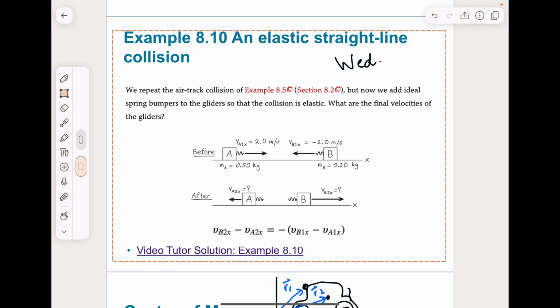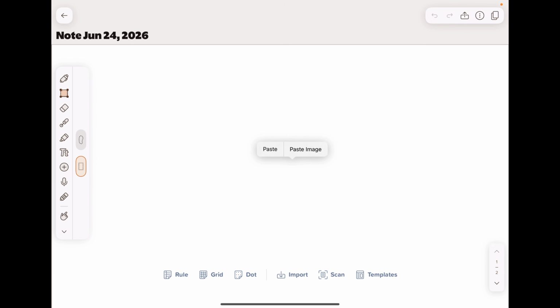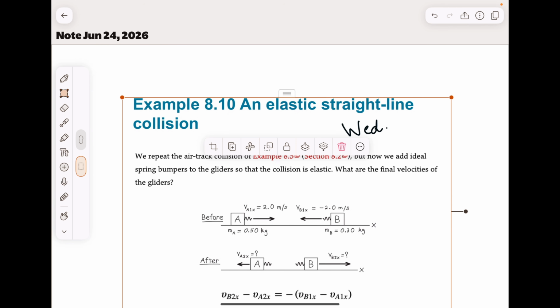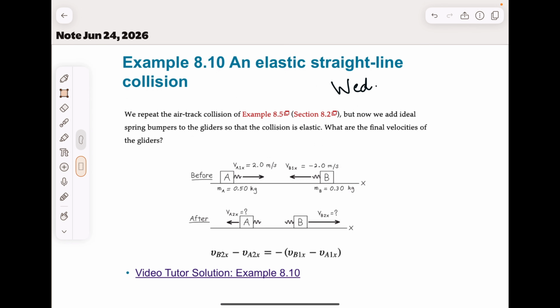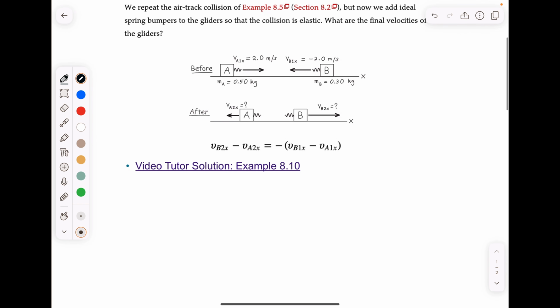So we're going to have our gliders again that we just looked at in the previous example. Same masses, same initial velocities, but now we're going to attach some springs. Instead of Velcro, we're going to put springs on it. When these objects collide, they'll bounce right off each other, and there'll be no loss in kinetic energy when they collide. Essentially, the springs are just going to bounce those guys right off each other.